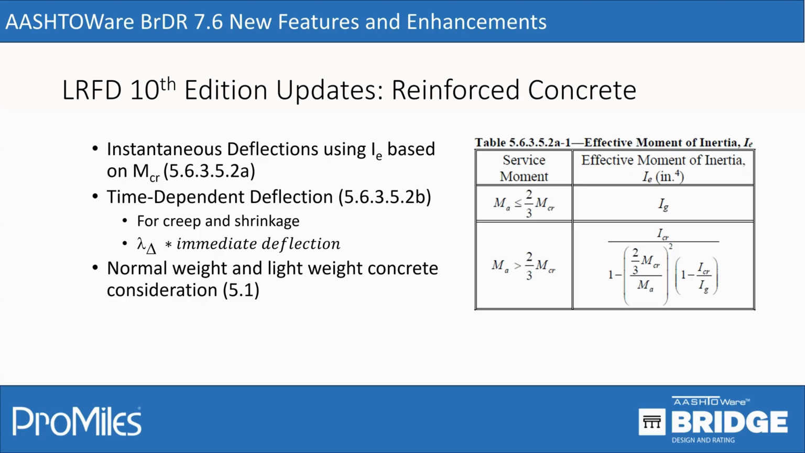The first one, let's talk about reinforced concrete. There were some updates to calculate instantaneous deflection based on effective moment of inertia, based on cracking moment. As you can see on the table on the right-hand side, this was a different equation. Now it's an equation based on whether your factored service moment is less than 2/3 of the cracking moment, or more than 2/3 of the cracking moment. Essentially, for prismatic sections, it gets the moment of inertia from the midspan. For non-prismatic sections, it gets an average of the critical positive and critical negative moment sections.